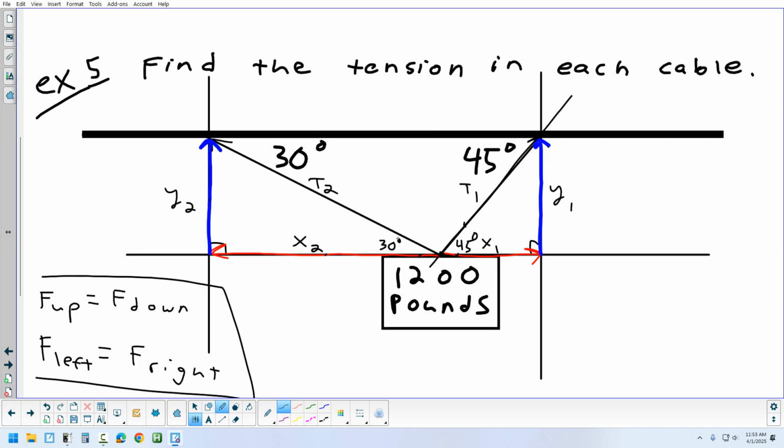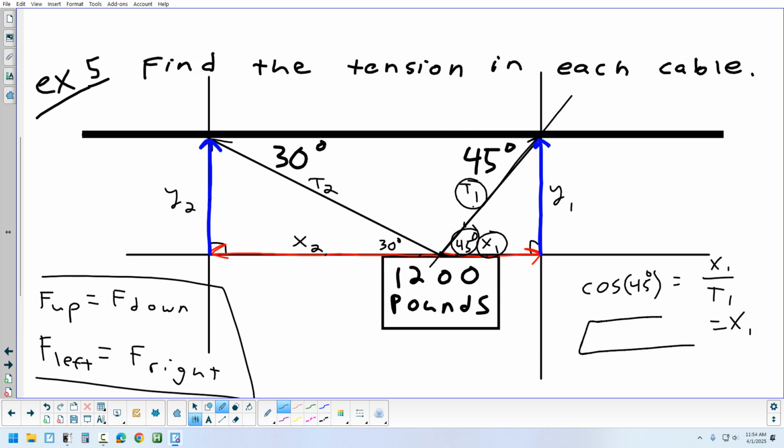Okay. Let's start with the triangle on the right. I want to use this angle, this side, and that side, and I want to relate all three of those with a trig function. What trig function would connect those three quantities? Cosine. And can you tell me what you would fill in for that? Cosine of 45 equals x1 over t1. X1 over T1, yep. And if you solve it for X1, what do you get? Yeah. T1 cosine 45 degrees. T1 cosine 45. Follows exactly the same pattern as the velocity vector. Hypotenuse times your cosine gives you your horizontal.